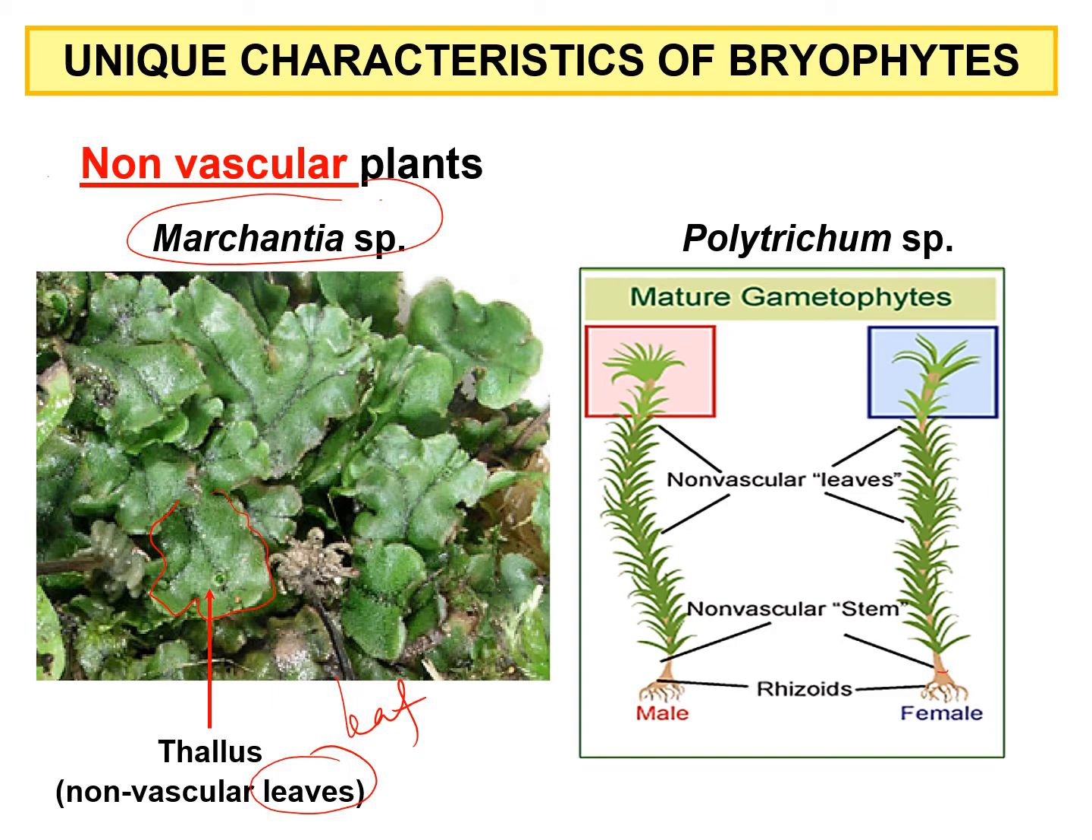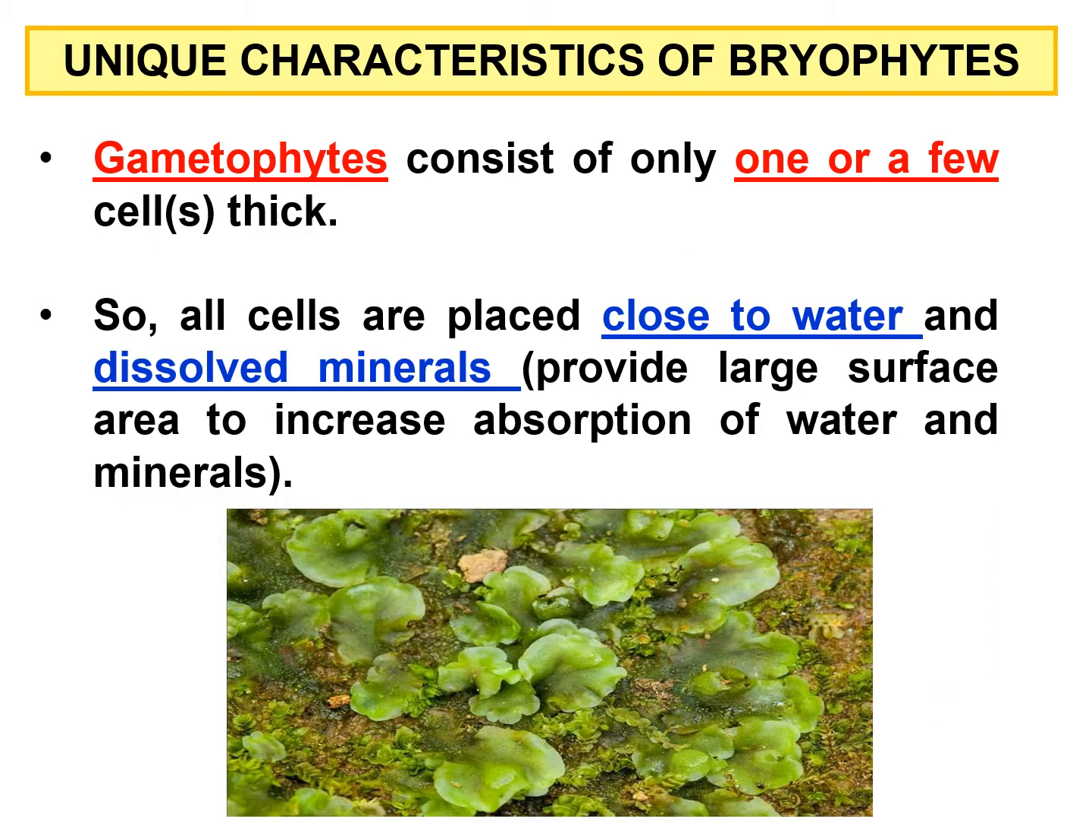The structure that's anchoring the bryophytes onto the soil and the rock are called rhizoid instead of roots. So rhizoid. Gametophyte consists of only one or a few cells thick. Nipis lah maksudnya. So all cells are placed close to water. So dia tak ada vascular system, jadi dia tak meninggi. Jadi macam mana dia nak menyerap air?